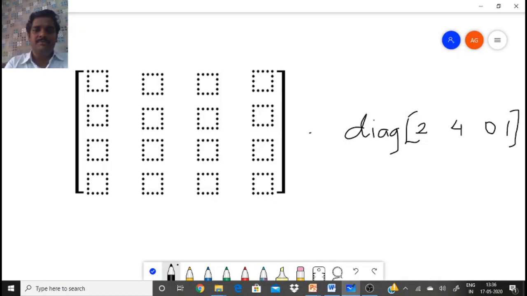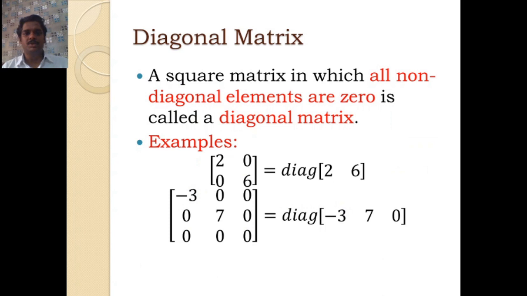So I have a 4 by 4 blank matrix over here. So I have to put what? I have to put 2, 4, 0, 1 on the diagonal. And what about non-diagonal? Non-diagonal you have to put as 0. So here is that example of a 4 by 4 diagonal matrix. Let's move to the next type.